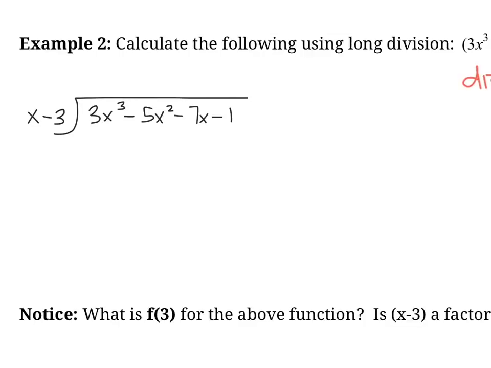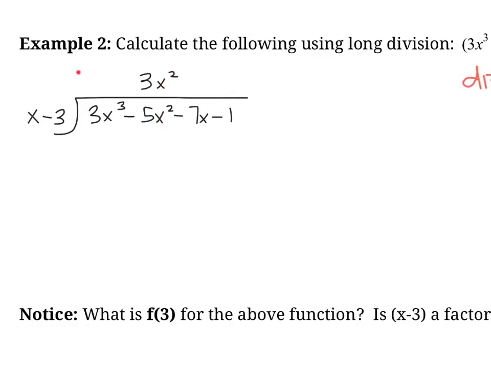So the first thing we're going to ask ourselves is, how many times does this term go into this term here? Meaning, if I were to divide 3x to the power of 3 by x, what would be left over? So if I took 3x to the power of 3 dividing it by x, I would be left over with 3x squared. So I'm going to put it right on top of the squared term so that these two match up.